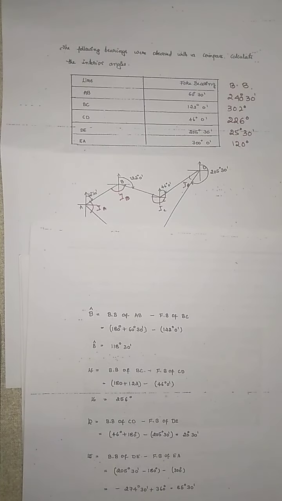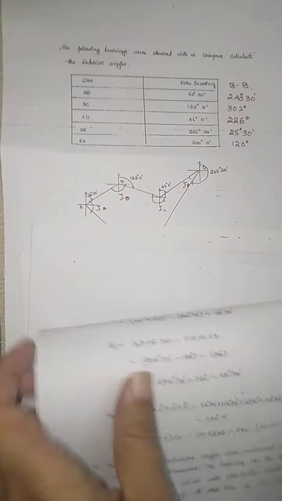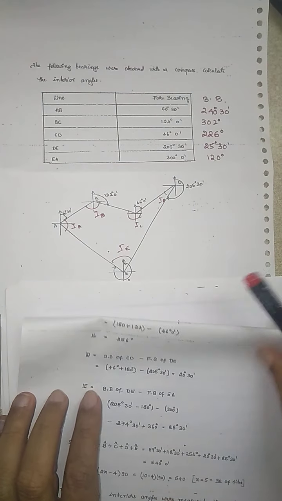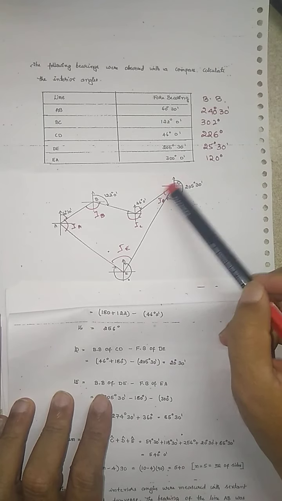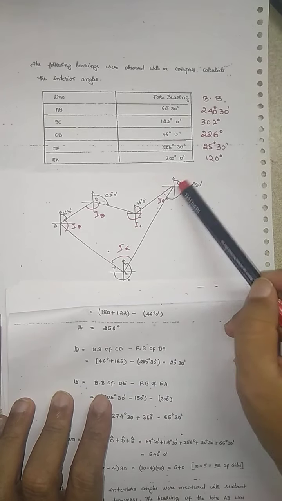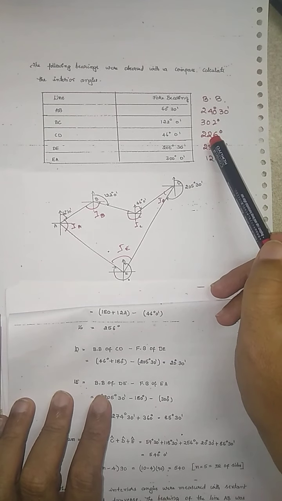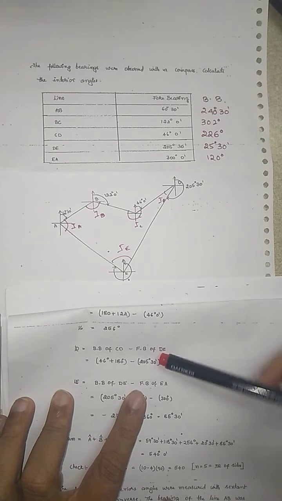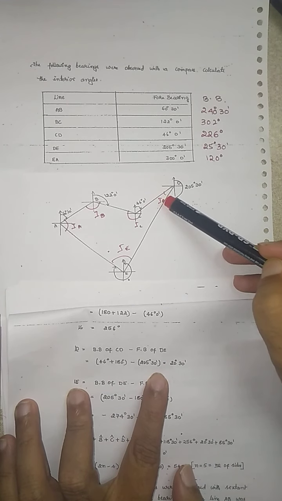Again, the line D. The included angle D, how do you need to calculate? Back bearing of the line DC minus forebearing of the line DE. Back bearing of the line DC is 226, minus the forebearing, which is 205. So the included angle is 20 degree 30 minutes.